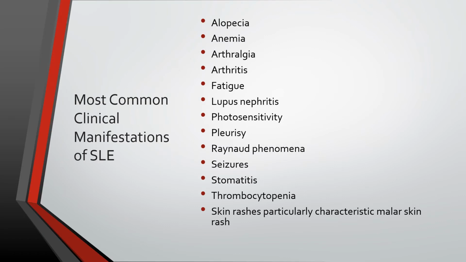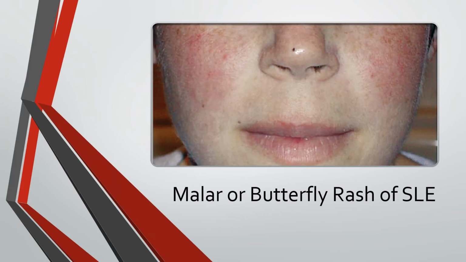The most common clinical manifestations are listed here. I'll let you read through each of those. Just be aware, alopecia is a huge one, fatigue, photosensitivity, and those skin rashes, particularly characteristics of a malar skin rash, which is the classic symptom of lupus. You can see that butterfly-shaped rash over their cheeks.